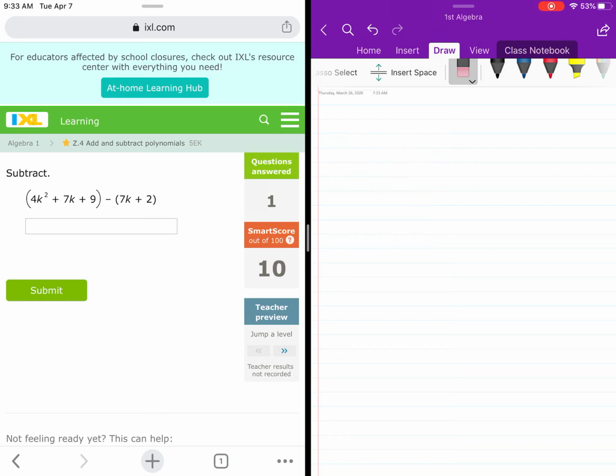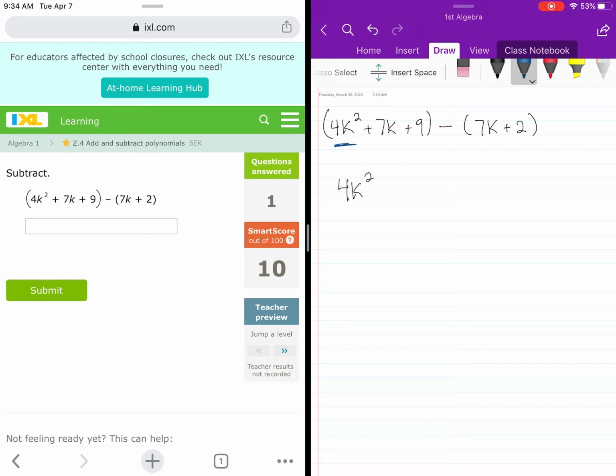Now if you look at this next one, you have more terms. Now you have some with exponents also. So we have 4k squared plus 7k plus 9, all of that in a parentheses, minus 7k plus 2. Now in this case, because there is only one squared, so this is the only term that has a squared, there's no other squareds anywhere here. So then that one is going to stay the same. It is not going to change. So we're going to have 4k squared.